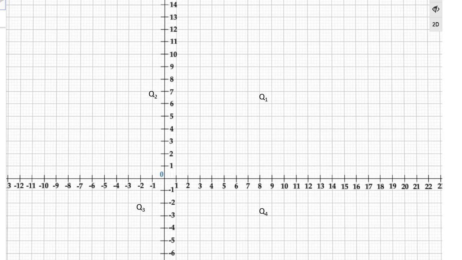When you see Q2, you have a negative x-axis and a positive y-axis. In Q3 you have negative x-axis and negative y-axis. In Q4 you have positive x-axis and negative y-axis.